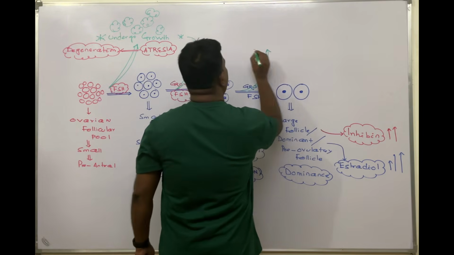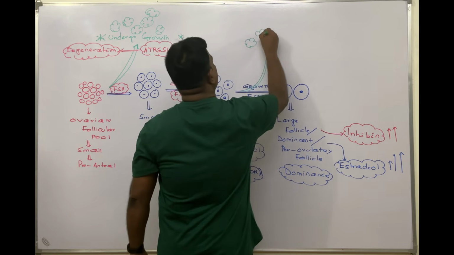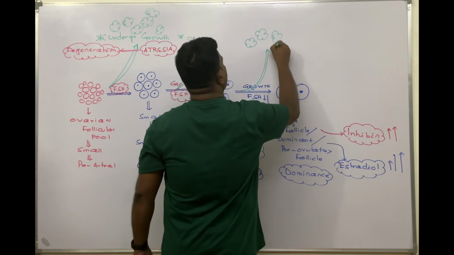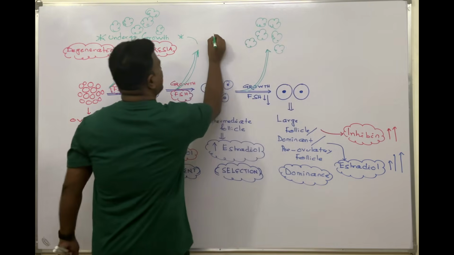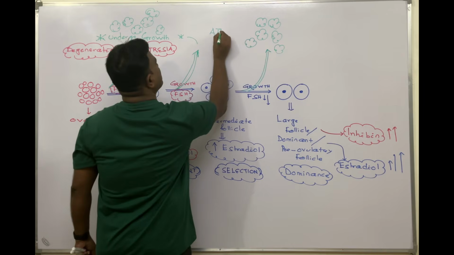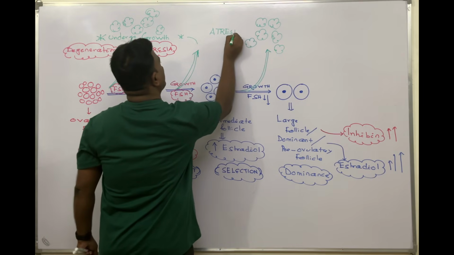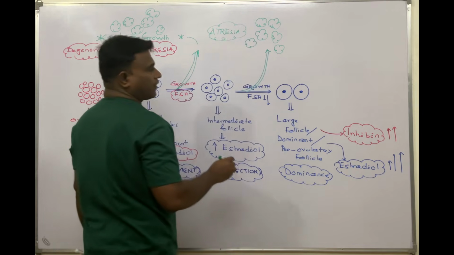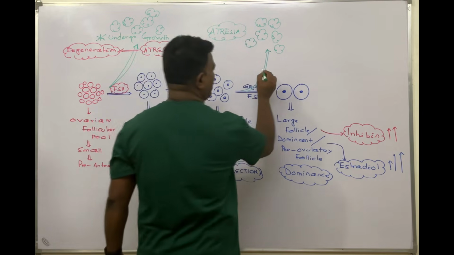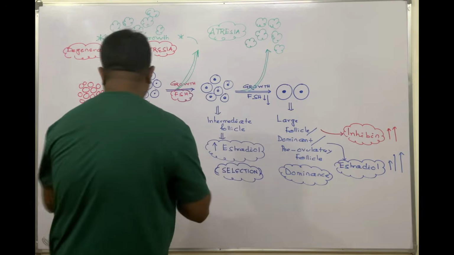Here, some of the follicles are still undergoing degeneration. They failed to undergo the process of dominance. And here still, the atresia is on. Here is another question mark: why is this occurring? Why are they undergoing degeneration? So these are the failed follicles which are undergoing degeneration.